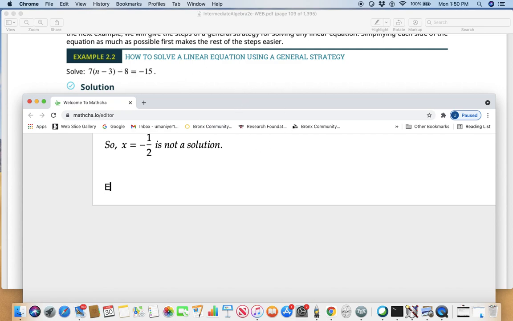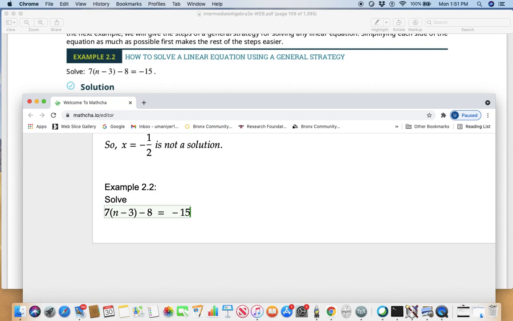So let's try Example 2.2. You want to solve the equation 7 times n minus 3, minus 8 equals negative 15. Here is an equation. That's the right hand side, that's the left hand side. So you simplify the left, simplify the right. How do I simplify the left? First, distribute multiplication by 7.